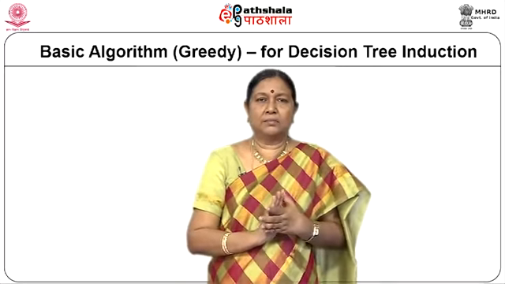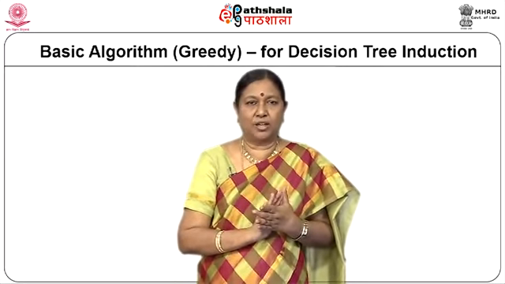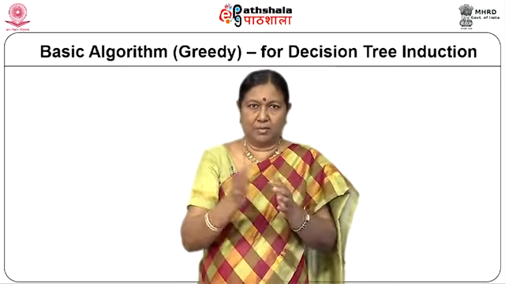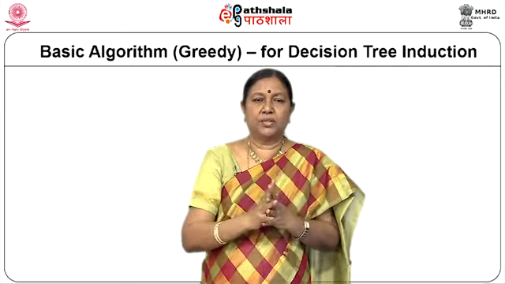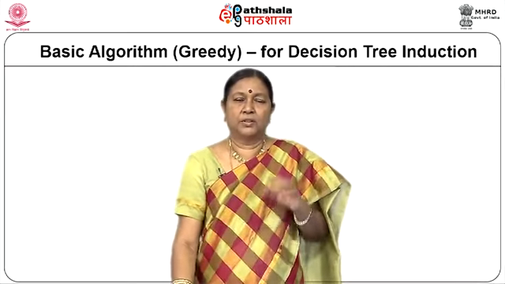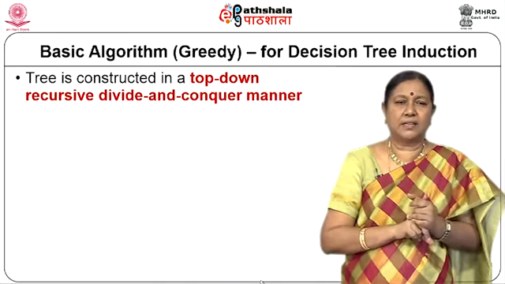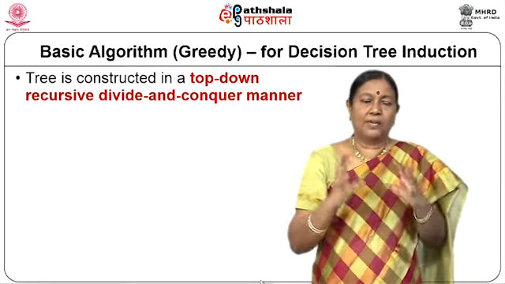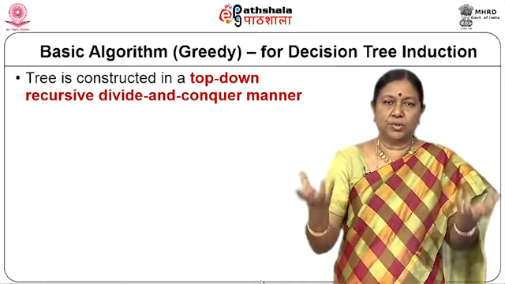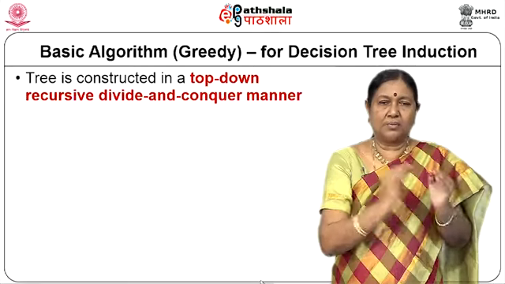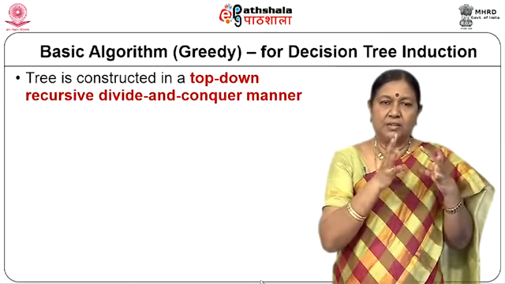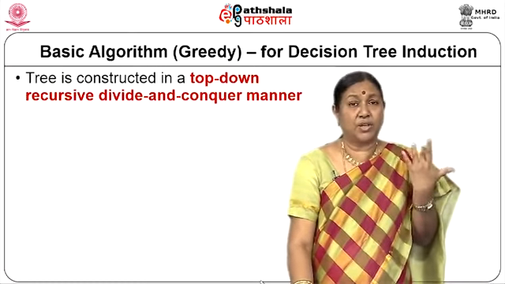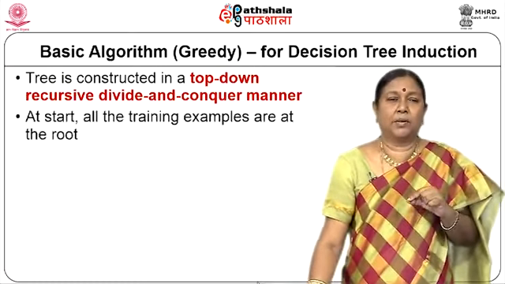So, the basic algorithm before we start off is what is called a greedy algorithm. I already defined the meaning of greedy: you make a decision based on local parameters, or whatever is locally available, without going into the complete analysis. So, this is for decision tree induction. The tree is constructed in a top-down recursive divide and conquer manner. We have seen this divide and conquer. What we basically do is divide the examples into two partitions, and the smaller partition is easier to conquer. That is the divide and conquer technique which we saw in analysis of algorithms, if you remember.